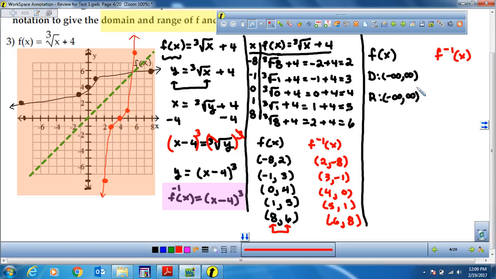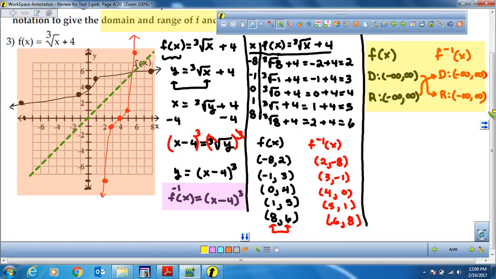Remember, according to the definition of an inverse, the domain of f of x will be the same as the range of its inverse function. So the range of the inverse will be from negative infinity to infinity, and the range of f of x will be the same as the domain of its inverse function, which will be from negative infinity to infinity. And that completes this question.